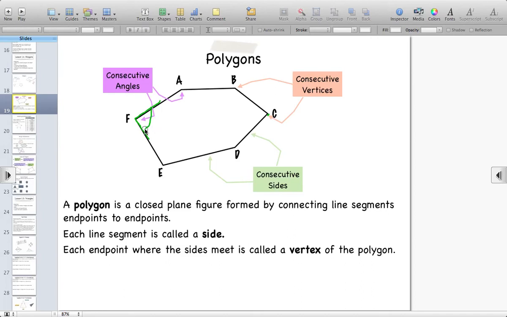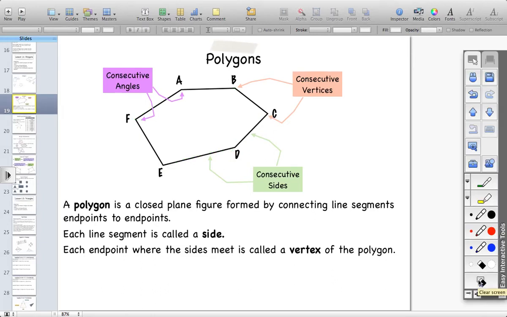You can tell from my lovely picture here, when we talk about consecutive angles, we mean angles that are side by side, and consecutive vertices are points that are side by side. So B is consecutive to C, C is consecutive to D, D is consecutive to E, and so forth. A and D are not consecutive because they're clear across the polygon from each other. Consecutive sides are the ones that are side by side, sharing a common vertex. So consecutive means the next one over. Let's clear that up and move to the next slide.